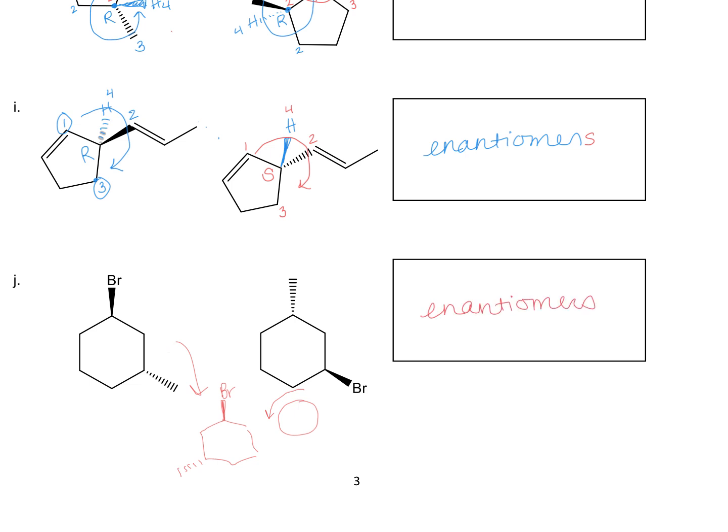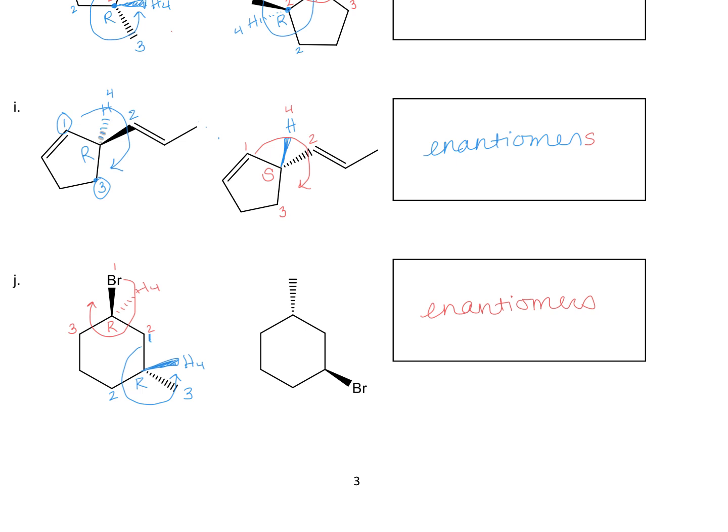And if that doesn't make sense, let's just determine R or S to make sure. So bromine is 1, this group is 2, this is 3, and the hydrogen's in the back, it's 4. So it's going clockwise, and it is what it is because the hydrogen's in the back. And then on the other chiral center, this group is 1, this is 2, this is 3, and the hydrogen is in the front. It is 4. So 1 to 2 to 3, it looks S, but the hydrogen's in the front, it's going to be R.